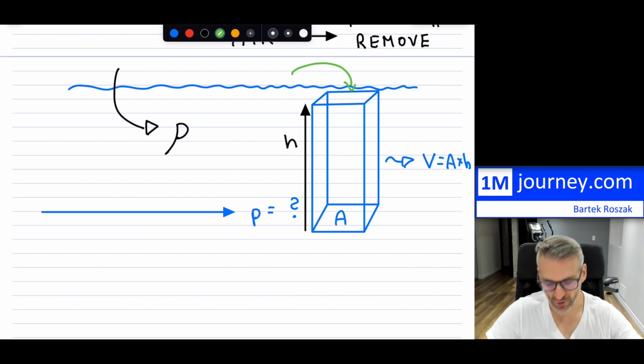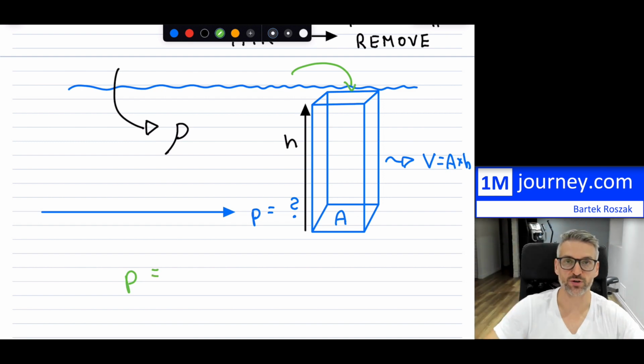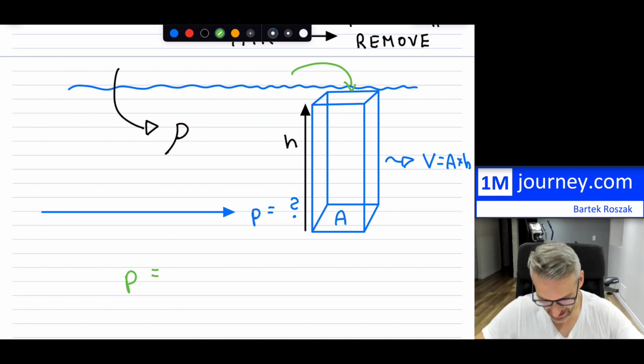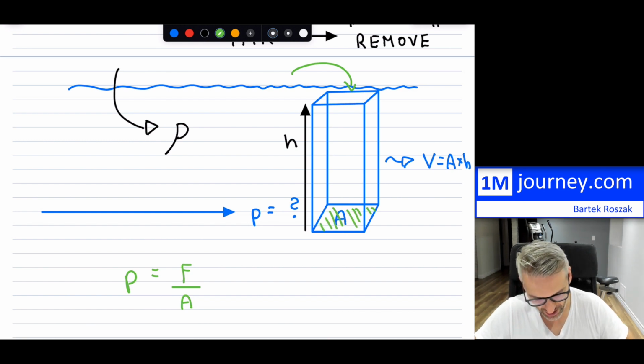Okay, so let's try it. How would we do that? Let's go back and think: the pressure at a particular depth, or the height to the surface above, is equal to the force divided by the surface area. Now, my surface area, I'm just assuming that this is my surface area over here.